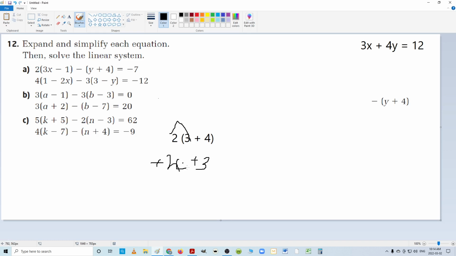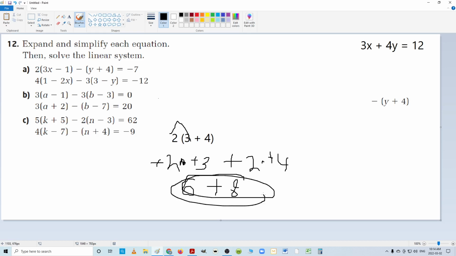Use your little multiplication symbols to remind you that you're multiplying them, so that you don't actually add plus 2 plus 3. Because it's plus 2 times plus 3, then it's plus 2 times plus 4, and that's plus 6, but we don't put a plus when it's invisible, plus 8.